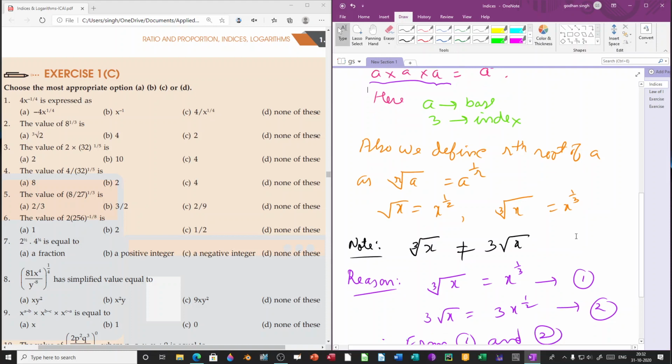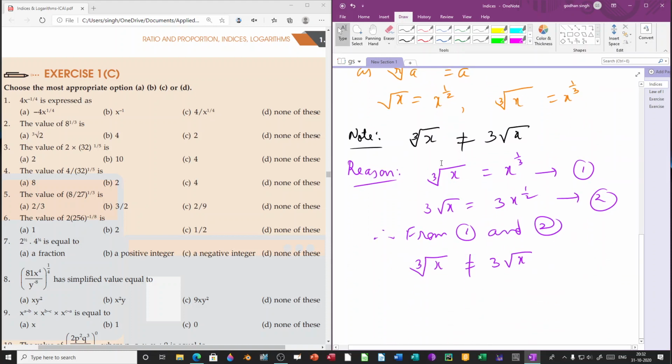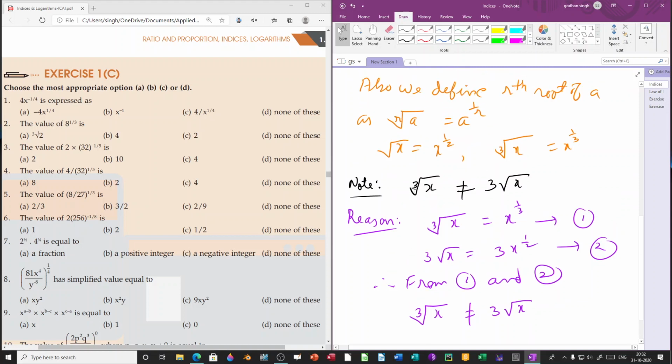Why are they not the same? Let us check it out here. This is the cubic root of x, and in index form it is x raised to 1 by 3. In the second one, on the right hand side, we have 3 into root x, that can be written as 3 into x raised to 1 by 2, and you can see from 1 and 2 that they are not equal. Therefore the cubic root of x is not the same as 3 into root x.